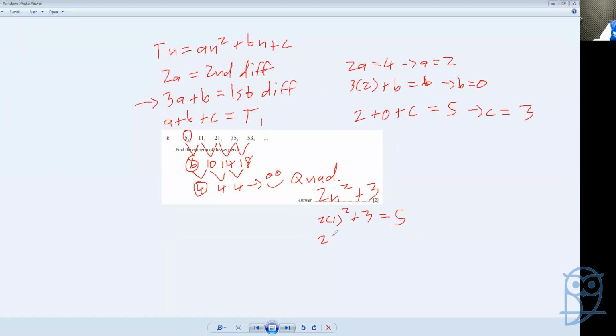If we have a look at the next one, we now let n be 2. 2 squared is 4. 4 times 2 is 8 plus 3 is 11. Looking good. We can try one more. 3 squared is 9. 9 times 2 is 18. Plus 3 is 21. We're looking all good, and we've got our 2 marks. This calculation, very simple.